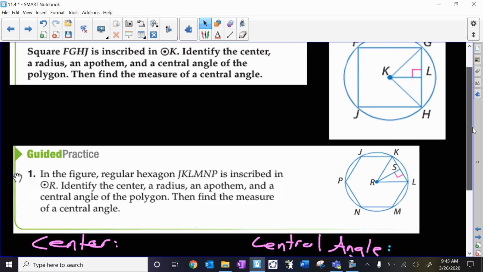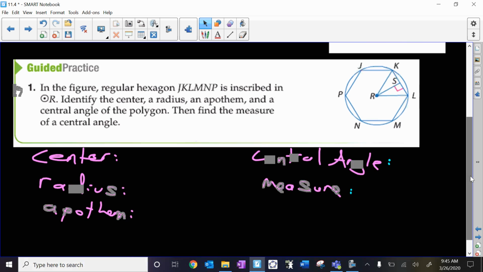I'm going to go down to the bottom one, and it just wants us to list out all of these things. So we're going to identify the center, a radius, an apothem, a central angle, and then it wants us to find the measure of the central angle. So I've got them all listed out here. We're going to start with the center. The center is the same thing as the center of the circle, which is R. A radius, there are two of them. Remember, a radius goes from the center to the edge of the circle, which in this case would make it either RK or RL. They only want one of them. I'll list both, so you know that both work.